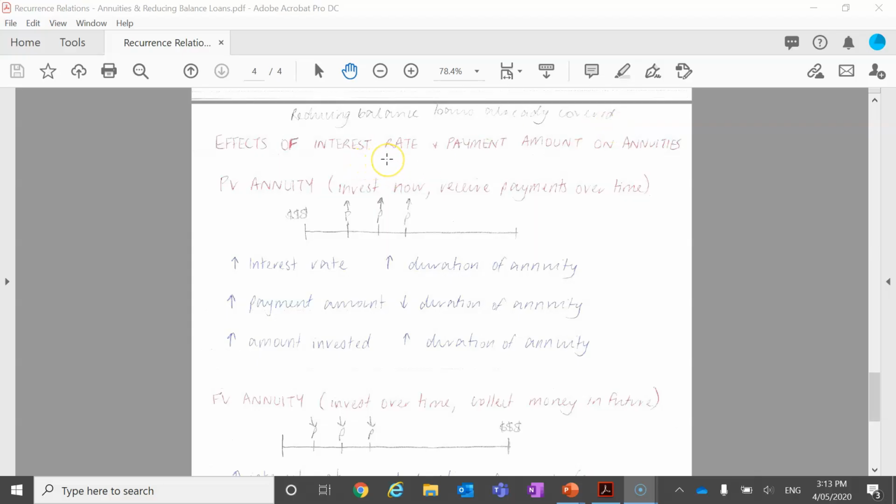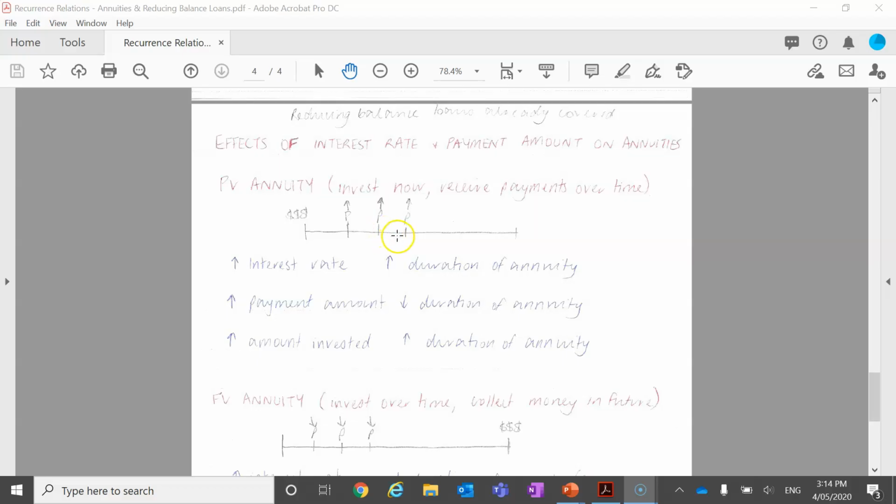But today we're just going to look at the 2 different types of annuities that we have, the present value and the future value. So just to remind you, the present value of an annuity, that's where you invest your money now and then you receive your payments over time. So your payments are coming out over time. What happens if I increase my interest rate? If I increase my interest rate, this account will be earning more interest over time.